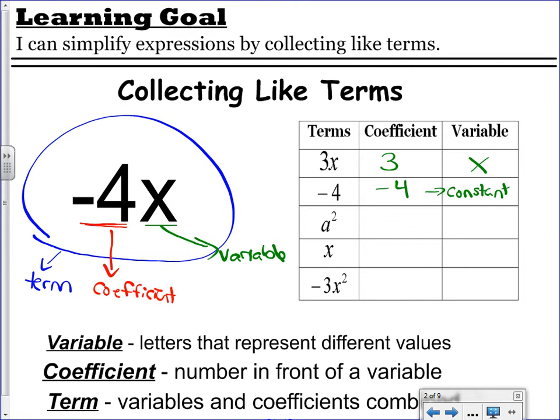It always stays the same. Variable means that it's always changing. So when you have a term without a variable, that one's called a constant.